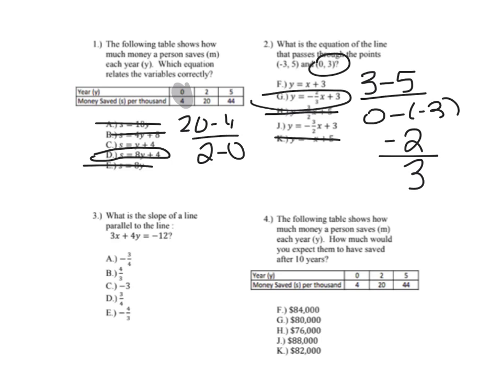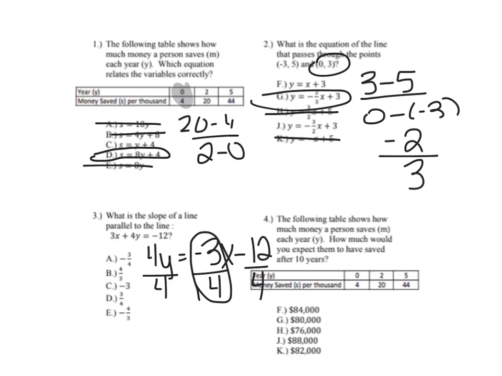And on question 3, the slope of the line parallel to that line, I'm going to throw it into slope-intercept form. So I'm going to subtract 3x from both sides, and I would get 4y equals negative 3x minus 12. If I divide everything on both sides by 4, my slope of my line is negative 3/4. Well, if it's parallel, the slopes are the same, so negative 3/4 is letter A.